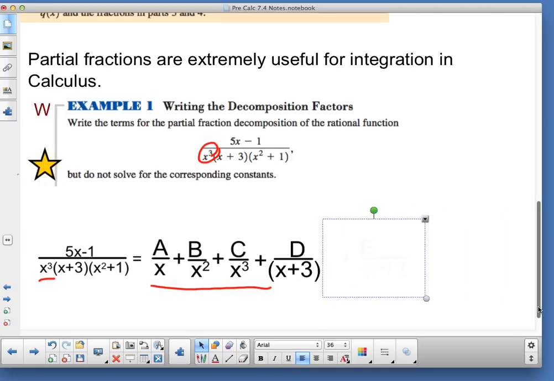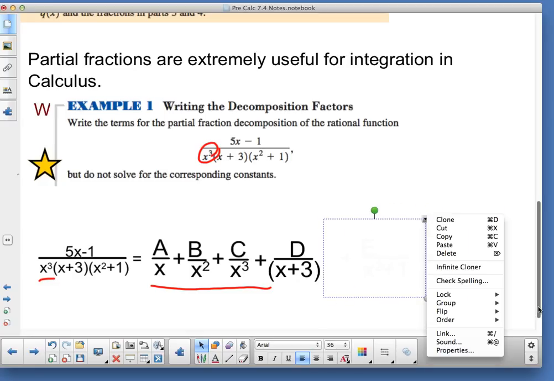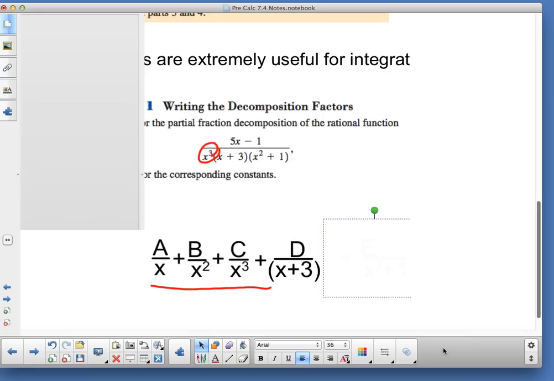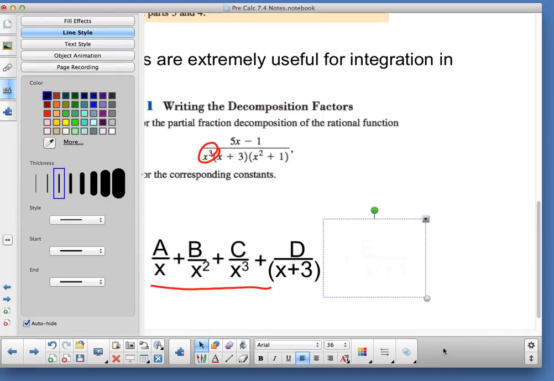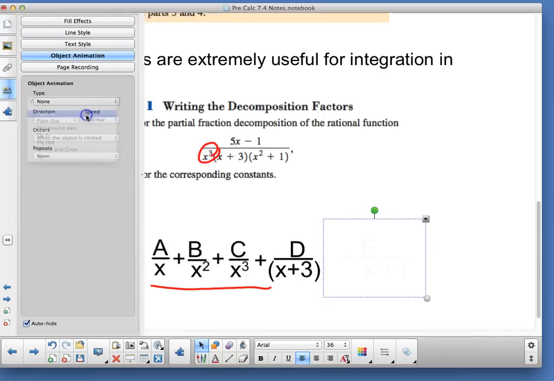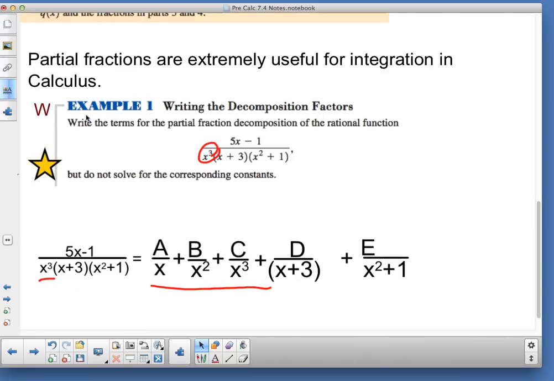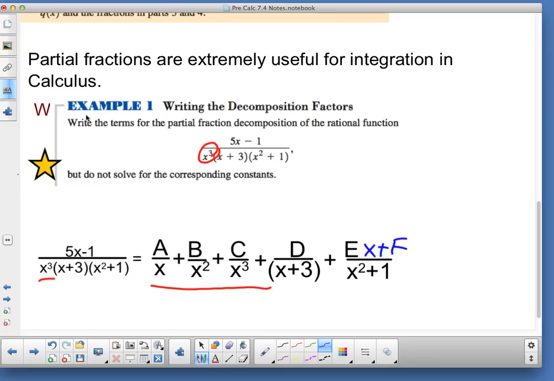gosh, it should be here. Maybe we can get it to reveal itself. And it's gone. I fixed it and it's gone. So we're going to get it to reveal itself. Should be ex plus f. Okay, it should be a linear factor on top if I have a quadratic on the bottom. And that's how I do the setup of my decomposition.